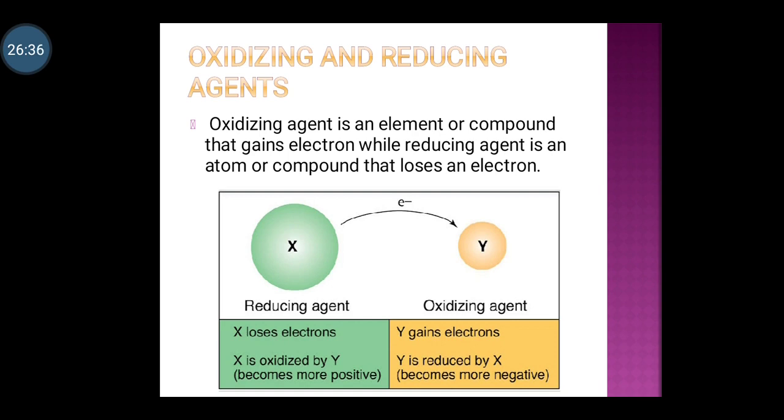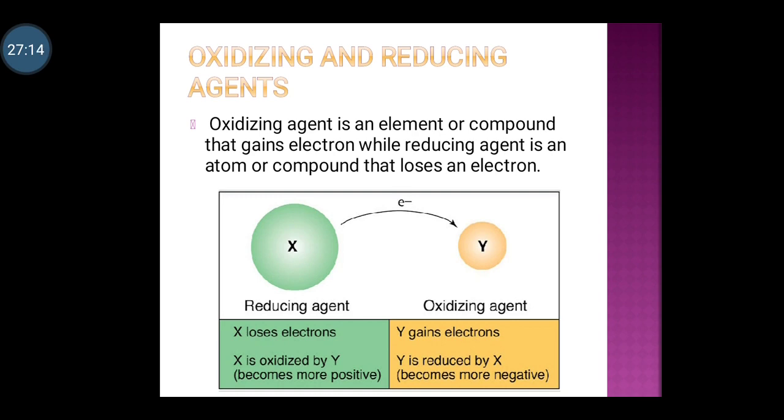Whereas a reducing agent is an atom or compound that loses an electron. So that one that is always giving out is a reducing agent, because it's giving out, so it will be called reducing agent. I'm doing the giving, so as I'm doing, I'm reducing. Now the other one, the oxidizing agent, is the one that is receiving. Let me always collect, I don't want to give. So the oxidizing agent is receiving. So X loses electrons, Y gains electrons. That's what is happening in that figure.